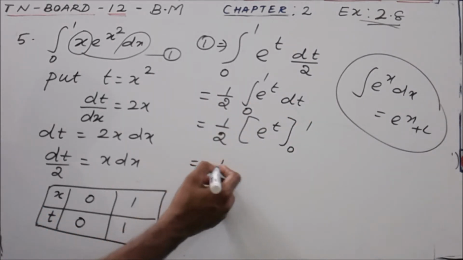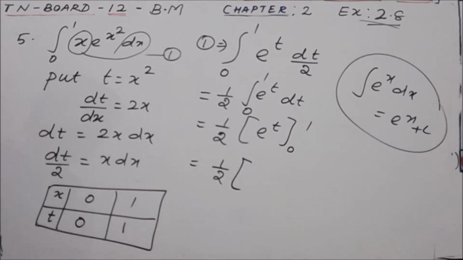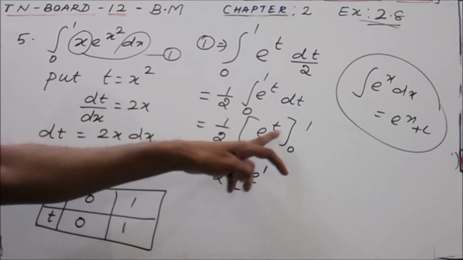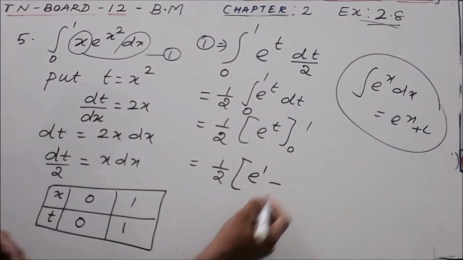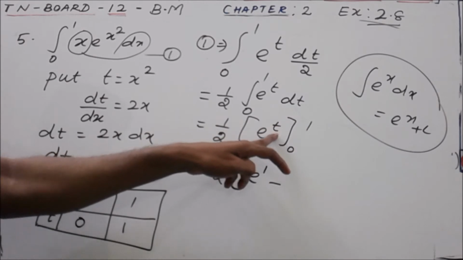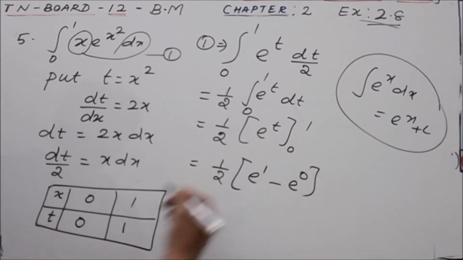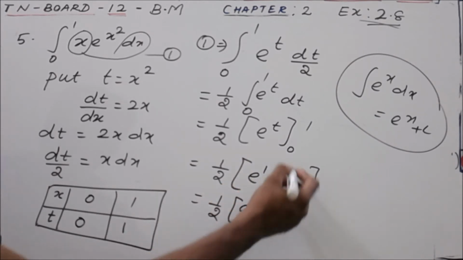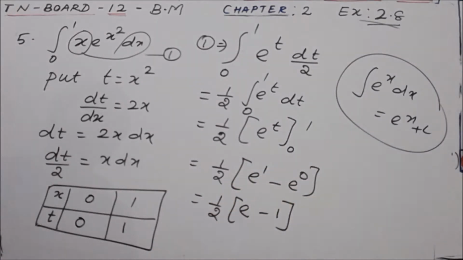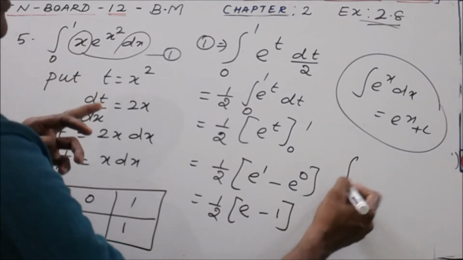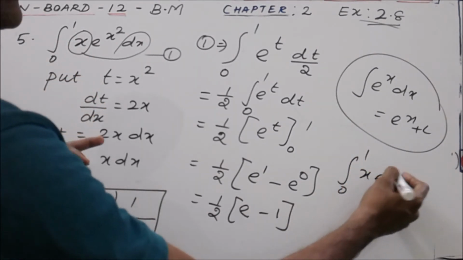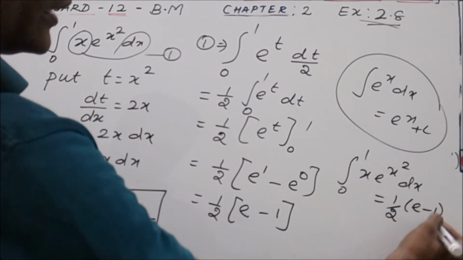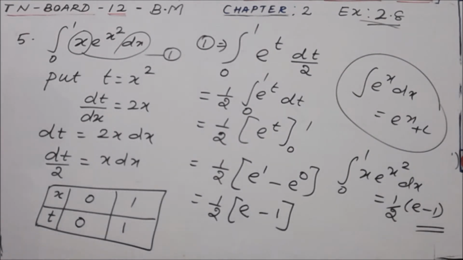Here 1 by 2 into the upper limit e power 1. Here substitute 1 for t. Then minus, substitute 0 for t, e power 0. That is equal to 1 by 2 into e power 1, which is e, minus e power 0, which is 1. So the value of the integral from 0 to 1 of x e power x square dx is equal to half of e minus 1, or 1 by 2 into e minus 1.